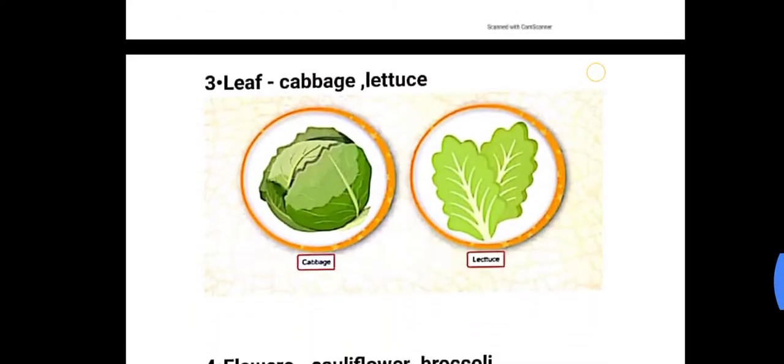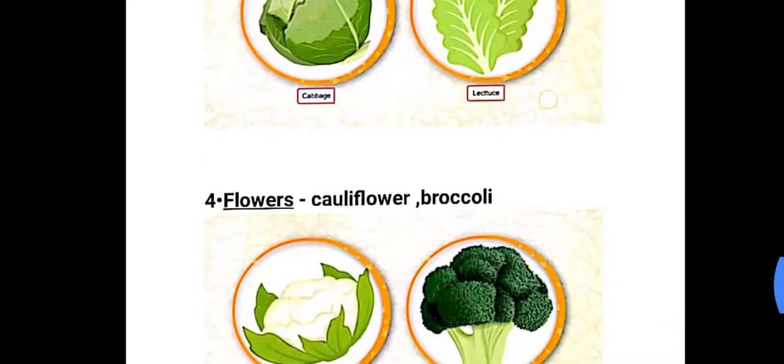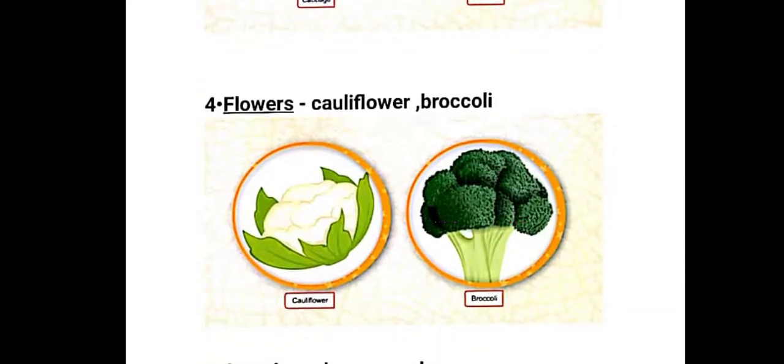Coming to the leafy vegetables, as you know children, cabbage is a leafy vegetable. Lettuce also is. The next point, cauliflower and broccoli, are vegetable flowers that we are eating.